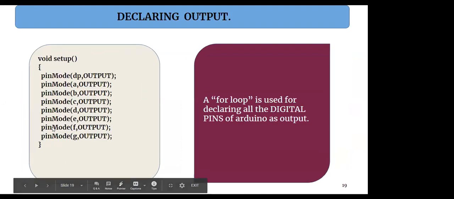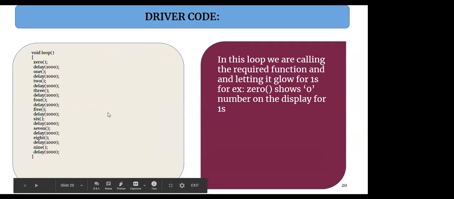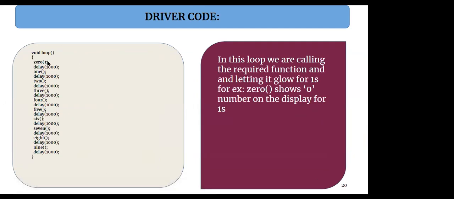And this is the for loop used to declare the digital pins of the Arduino board as output. Finally, we have the driver code in which, if we call the function 0, it will display the number 0 on the 7-segment display for 1 second. After 1 second, we call the function which displays the number 1 for 1 second. Similarly, it will display 2, 3, 4, 5, 6, 7, and 8 with a time gap of 1 second.